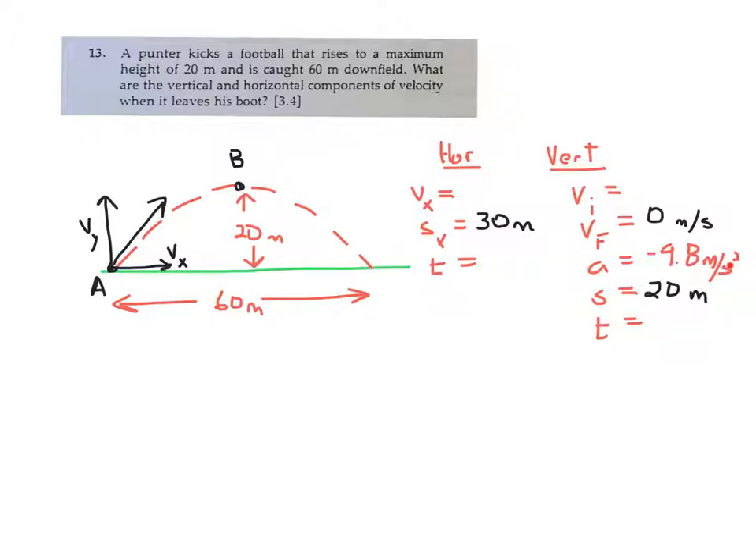If I would have picked point B at the landing spot, back down at ground level, bottom line is my V sub F would have been negative V sub I, symbolically, and S would have been 0 because there would be no elevation change from the starting and stopping or landing spot. So this would have been 0. I like this particular version.